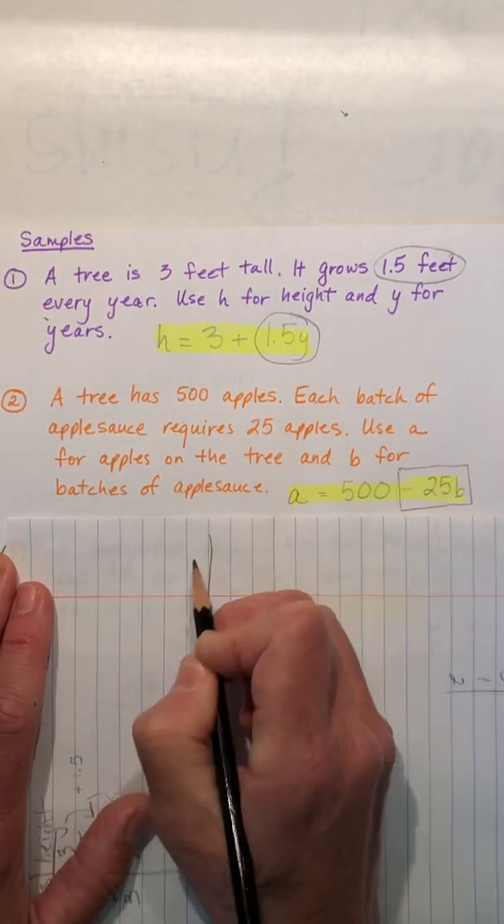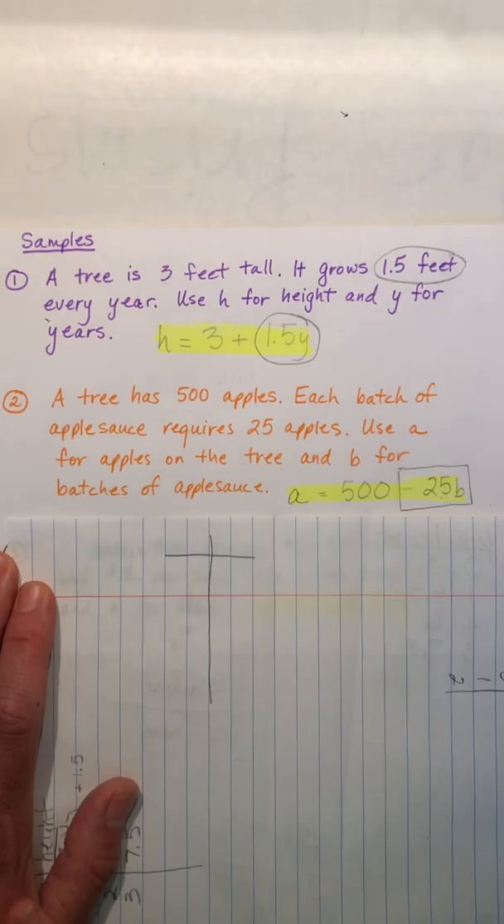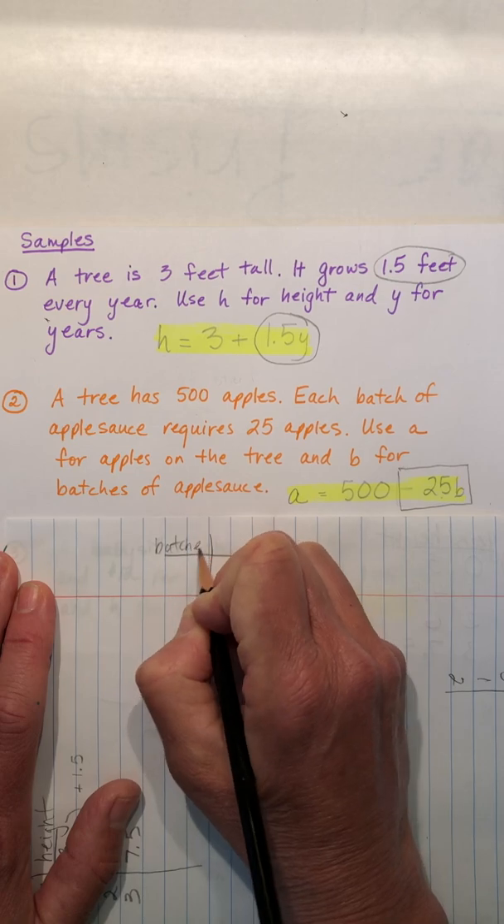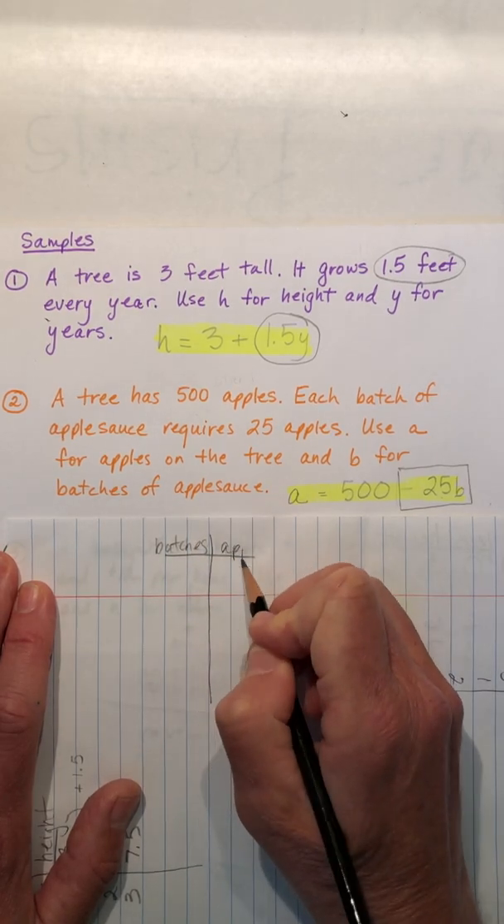And let me start with my table of values. So let's see, we are going to start out with batches of applesauce versus apples left on the tree.